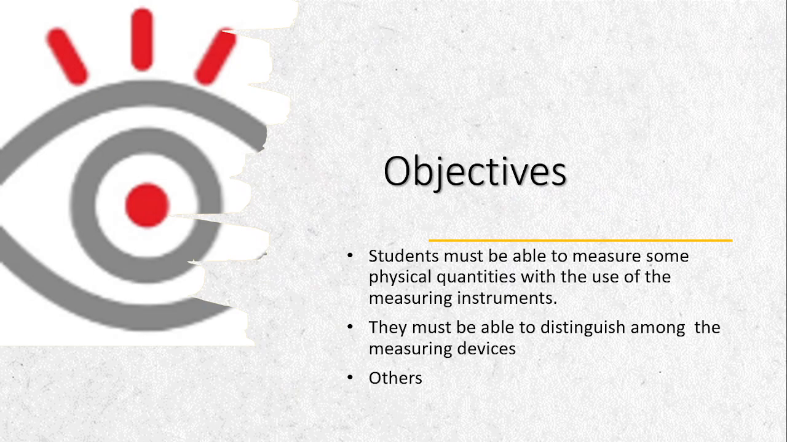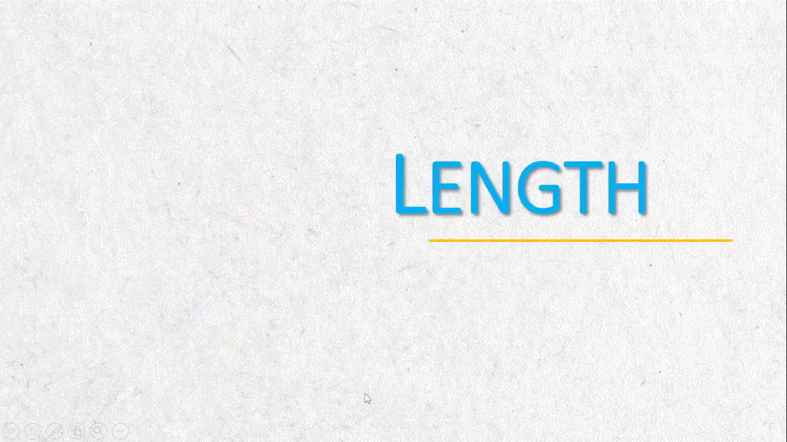So, what are the objectives of this session? The students must be able to measure some physical quantities with the use of measuring instruments. They must be able to distinguish among the measuring devices and others. So let's begin with the first physical quantity.